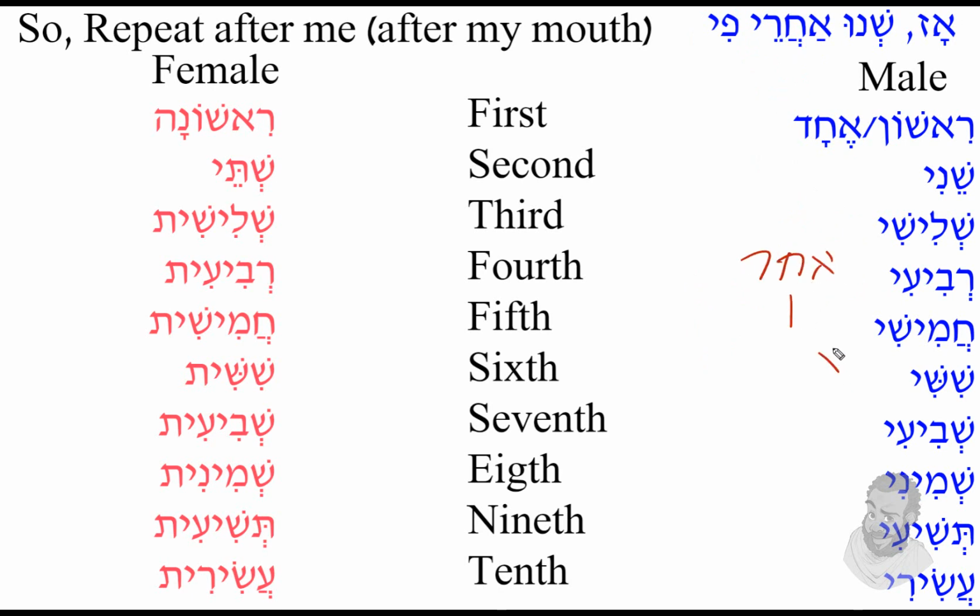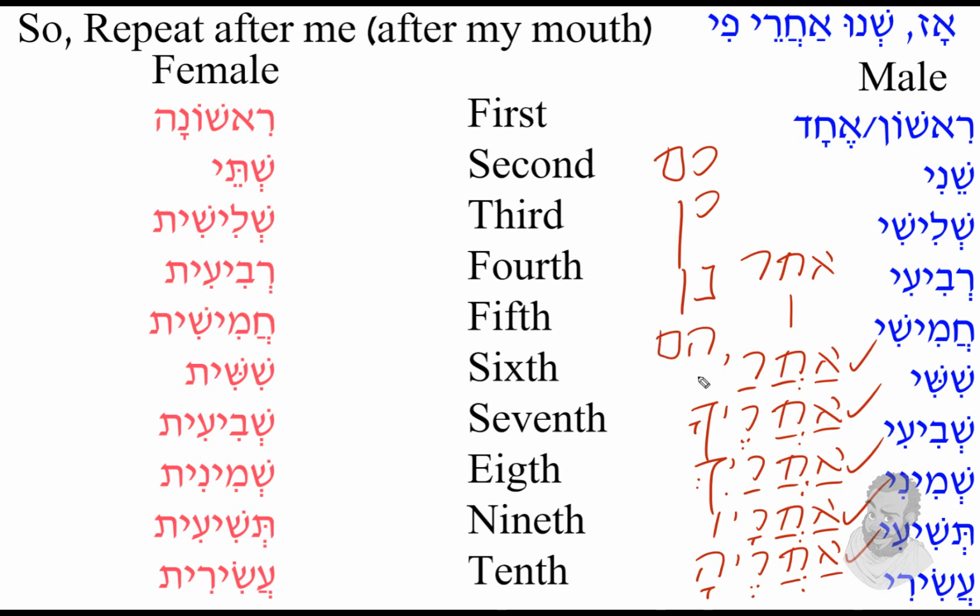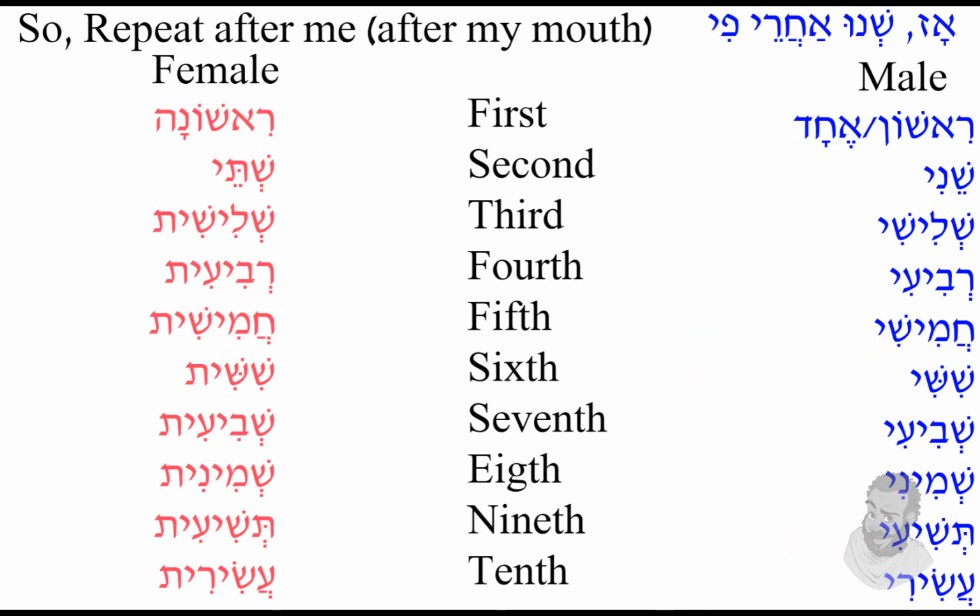So ahar, and then you have aharai, aharecha, aharaich, aharau, ahareha. Okay, so this is me, you, him, her. Okay, so aharai, aharecha, aharaich, aharau, and then ahareha. Okay, and then you continue adding on chem, chen, nu, hem, hen, for those on that level.